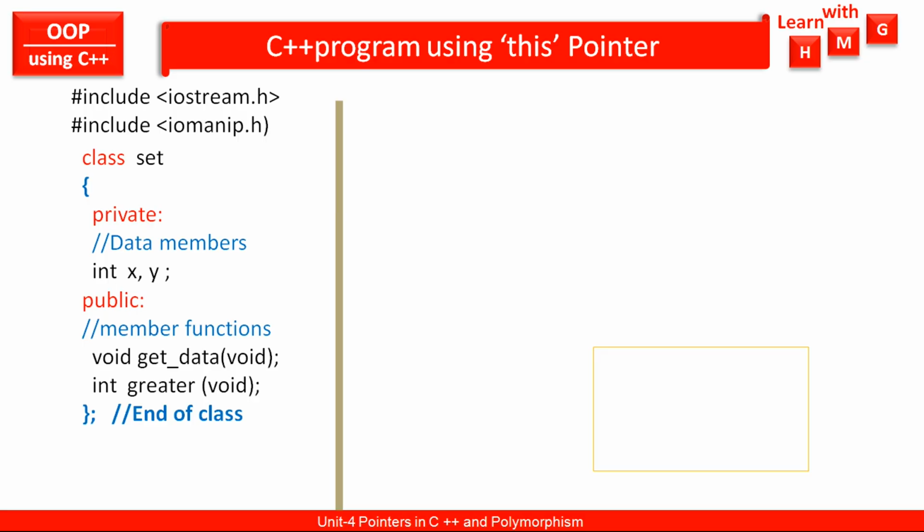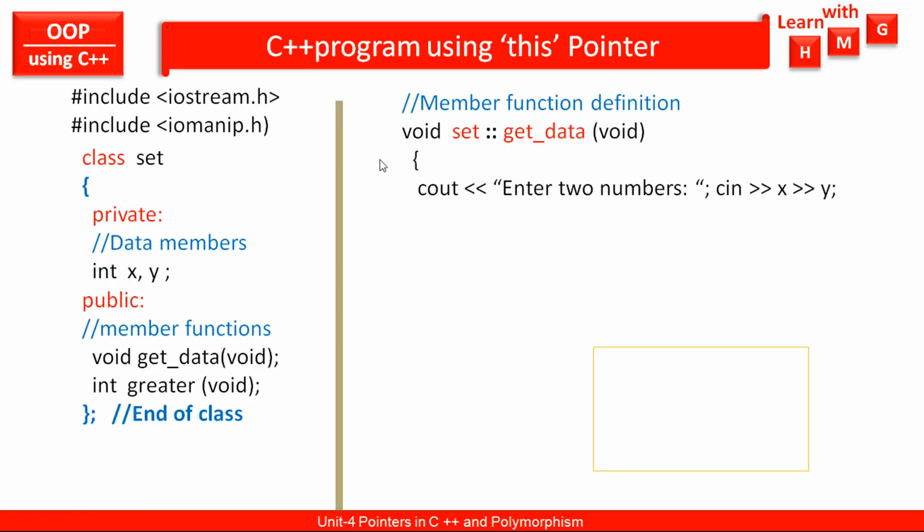Now let us write the member function definitions of getData and greater. First, the member function definition of getData, which is a member of the set class. It is defined using the scope resolution operator. Void arguments means no arguments. Void return type means no returned value. Using simple cin and extraction operators, we are accepting the values of x and y.